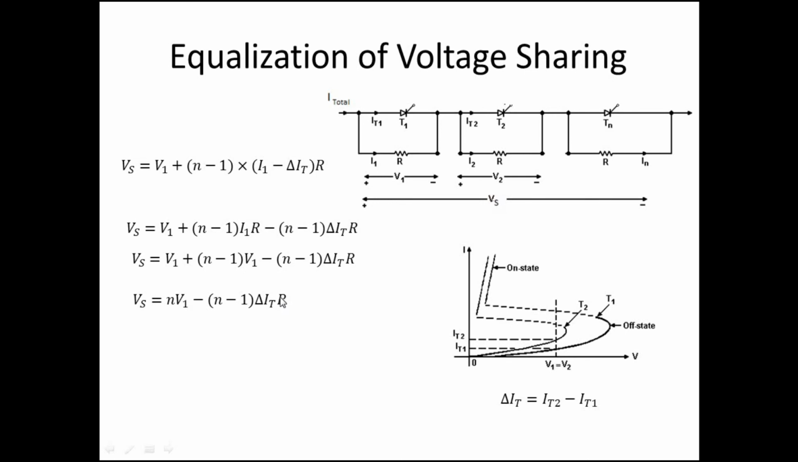From this we can find R. R is equal to (nV1 minus Vs) divided by (n minus 1) delta IT. So this is the equation for R. Thus we can find the value of R, which will make the voltage sharing equal. So that is the design for the equalization of voltage sharing circuit. We have to connect a parallel resistance of equal value in parallel to all thyristors, and the value is this much.